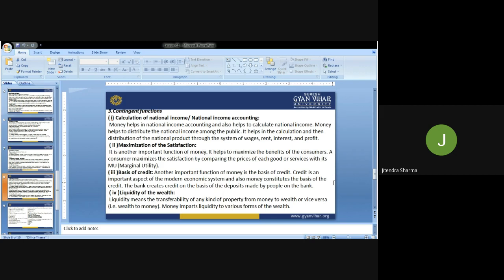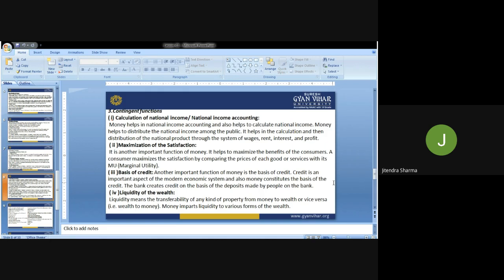For example, calculation of national income accounting. What is the national income of the individual? What is the national income of a particular firm? What is the national income of a particular society? We can easily calculate it in the form of money if we have it in transaction. Money helps in national income accounting and also helps to calculate the national income. Money helps in distributing the national income among the public.